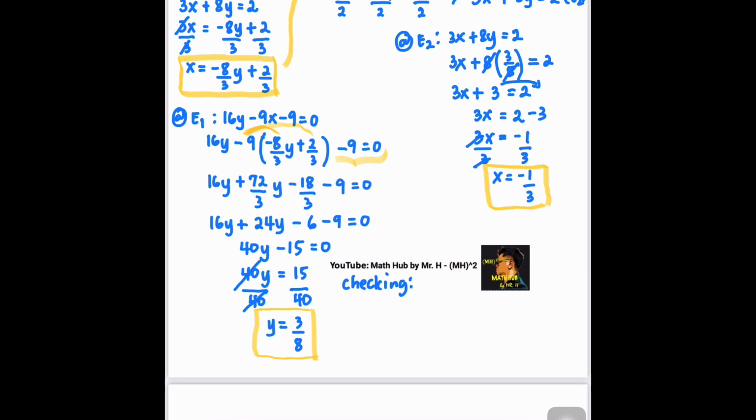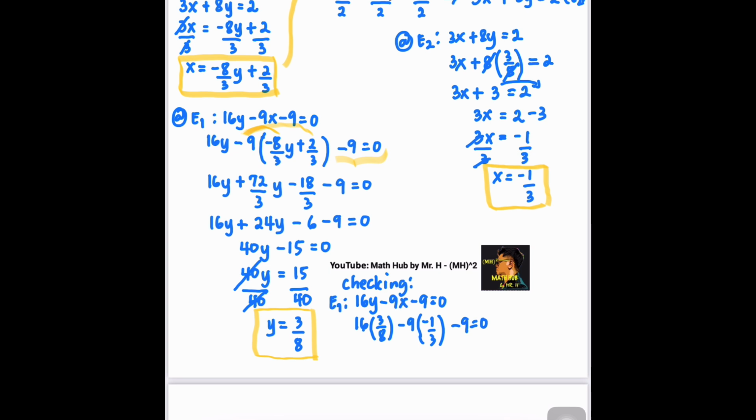So equation 1 is 16y minus 9x minus 9 equals 0. Then we need to substitute the value of x and y that we got to the equation. So 16, so y is 3 over 8, minus 9 times x is negative 1 over 3, minus 9 equals 0. And then we simplify.